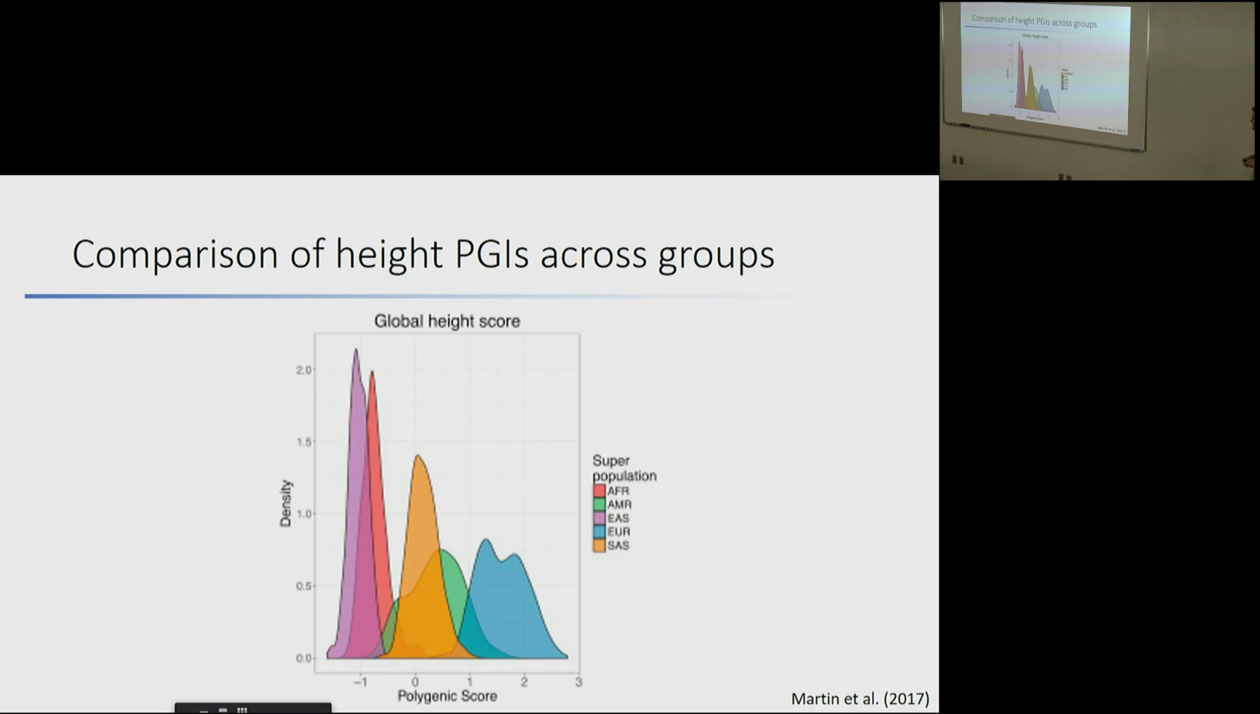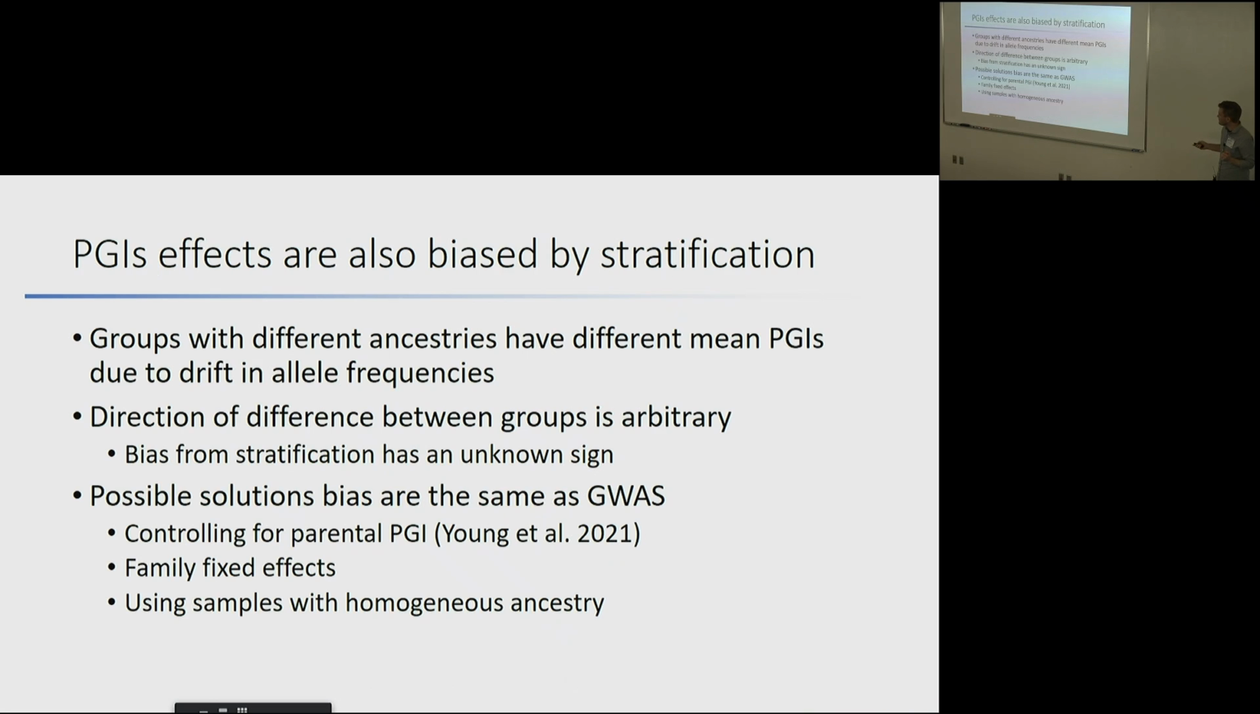And I think there's been a lot of work in the past where they try to make comparisons between different groups of the PGI distributions. What this paper is claiming is that these differences are generally meaningless unless you do a lot of additional work. Just the raw comparisons aren't very meaningful. So that's that point there.